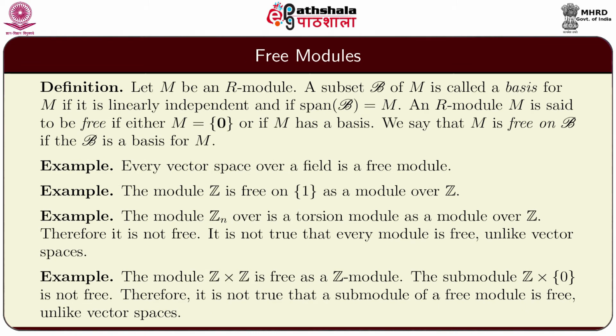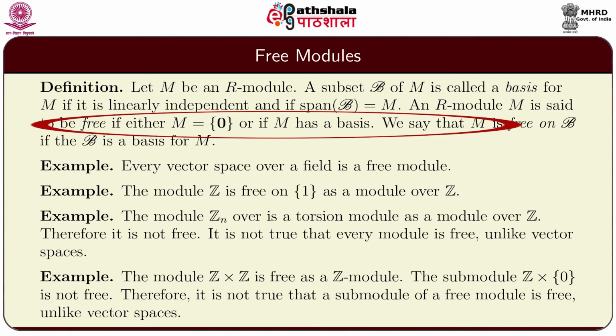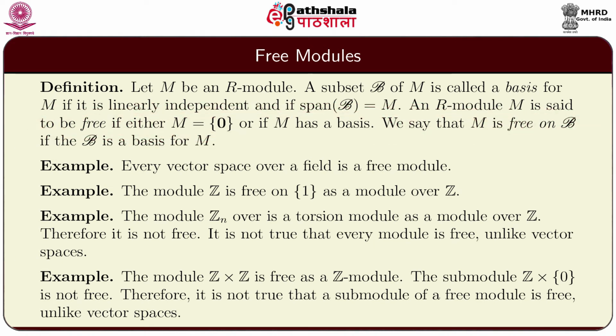Definition: let M be an R module. A subset B of M is called a basis for the module M if it is linearly independent and if the span of B is M. An R module M is said to be free if either M is the trivial module, that is the singleton 0, or if M has a basis. We say that M is free on B if the set B is a basis for M.